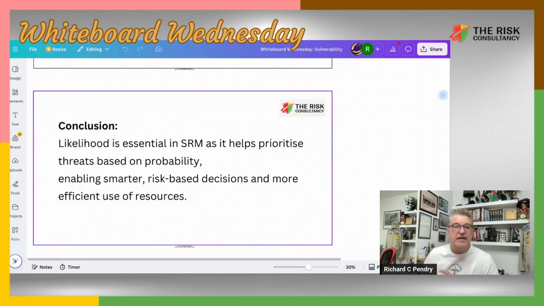So when we're looking at the likelihood conclusion for that, it's essential. It helps you prioritize threats based on probability, enabling smarter risk-based decisions and more efficient use of resources. And let's face it, resources are always thin. Money and time, yeah, we've never got enough of it.